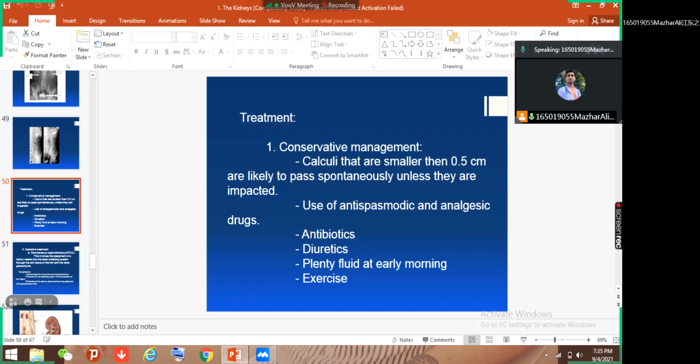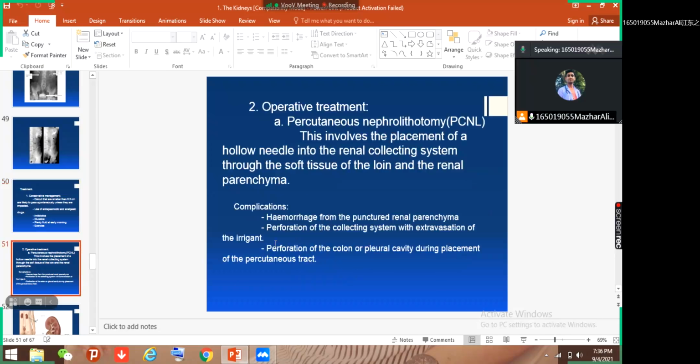Then we use antibiotics, like ceftriaxone, a third generation cephalosporin, to avoid an infection. We use diuretics. We use plenty of fluid early in the morning to increase osmotic pressure, and exercise just to move the stone. Okay. So, operative treatment. What is the operative treatment?